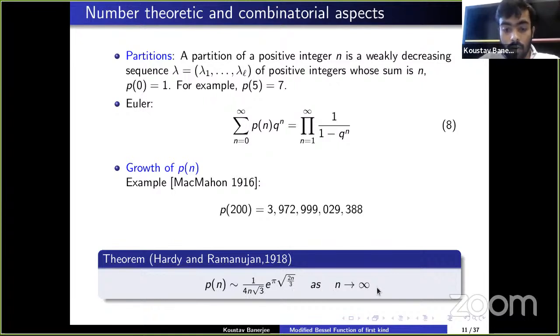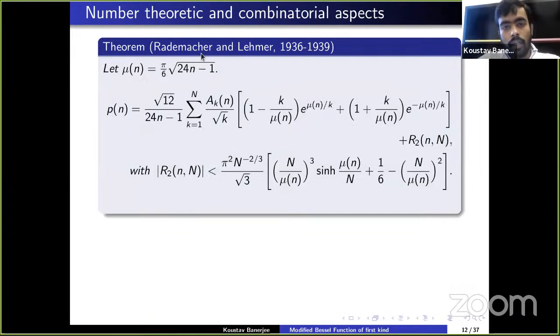So as n gets larger and larger, this p(n) grows like an exponential function over an n form. The story was completed due to the work of Rademacher and Lehmer during 1936 to 1939 in a series of papers. They define mu of n to be pi over 6 times square root of 24n minus 1. This is quite similar to that pi square root of 2n over 3. And they obtain the expression for p(n) as an infinite expression. It should be infinite, but I truncate it here at N, and then there is the remainder term R2 of n, N, because Lehmer obtained an upper bound for the absolute value of R2 of n, N, the error term.